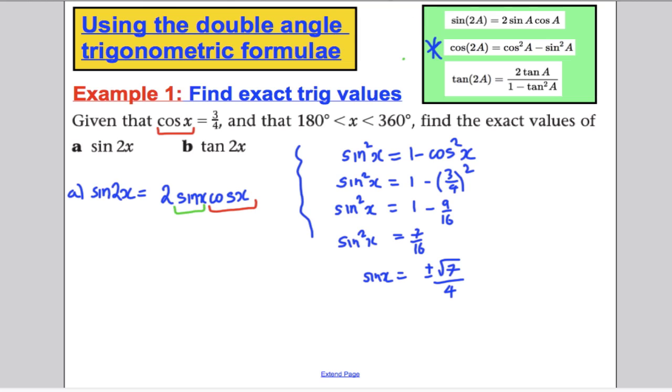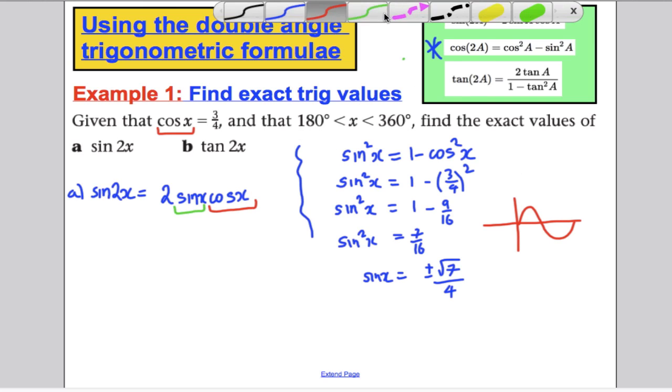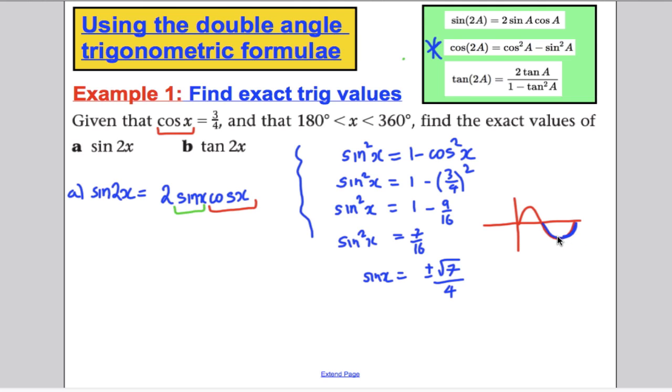Well, let's draw a quick graph for sine, and we're going to draw a graph as so. Now, we know we're looking between 180 and 360. We're looking for this portion of the graph, and we know that this portion of the graph is negative for sine. So we only care about the negative value for sine x. Okay? So now we've got an answer for sine x.